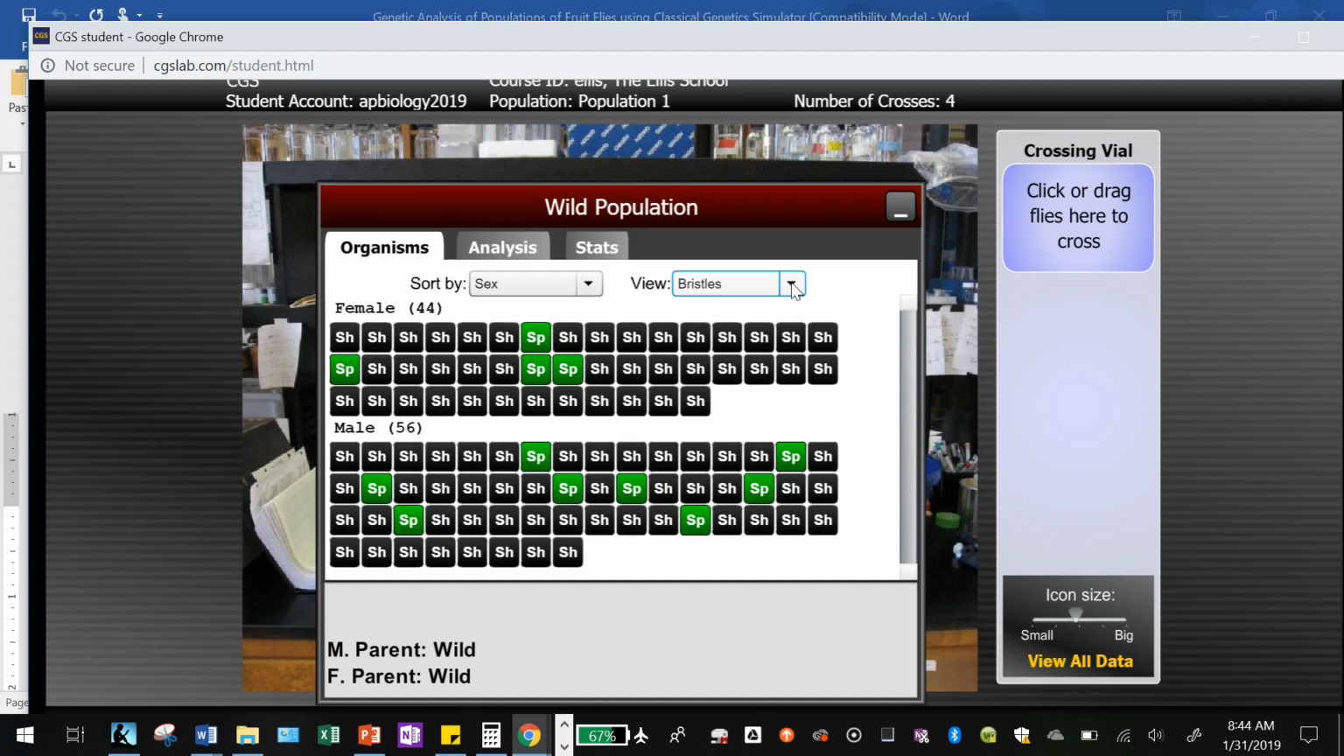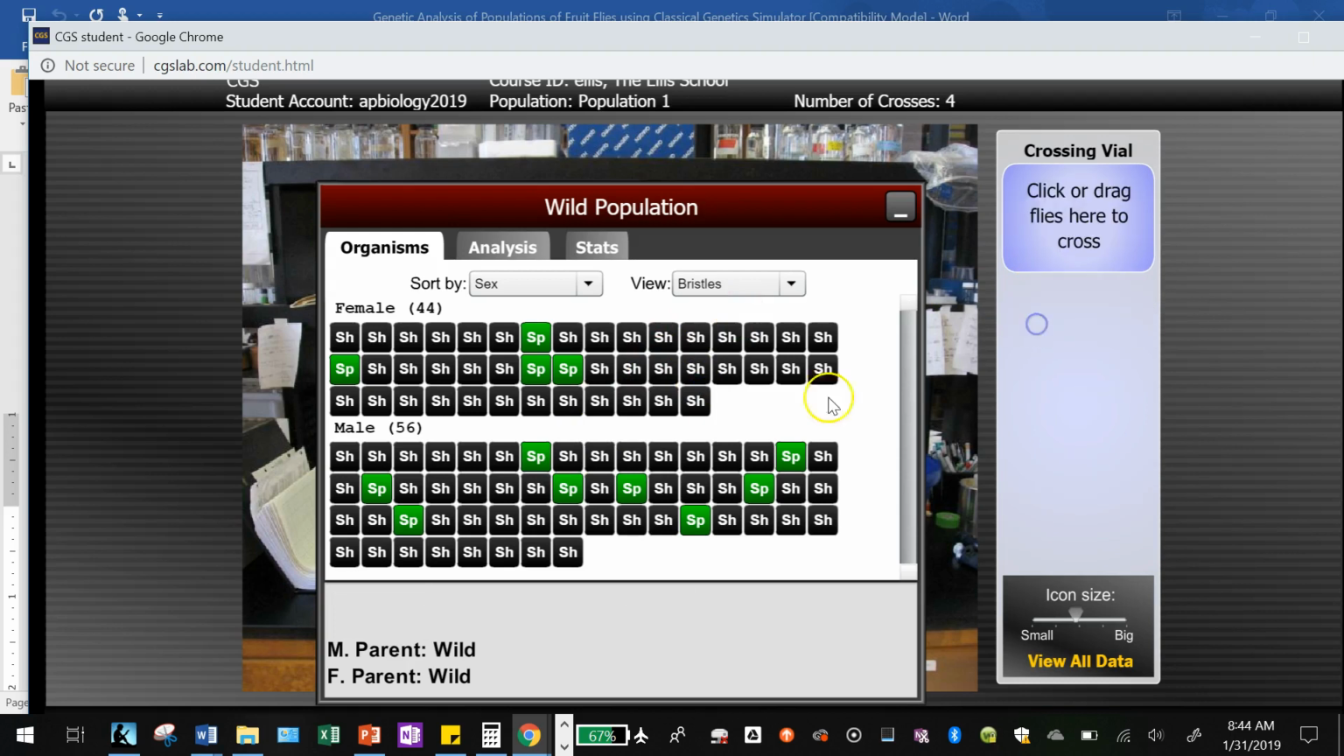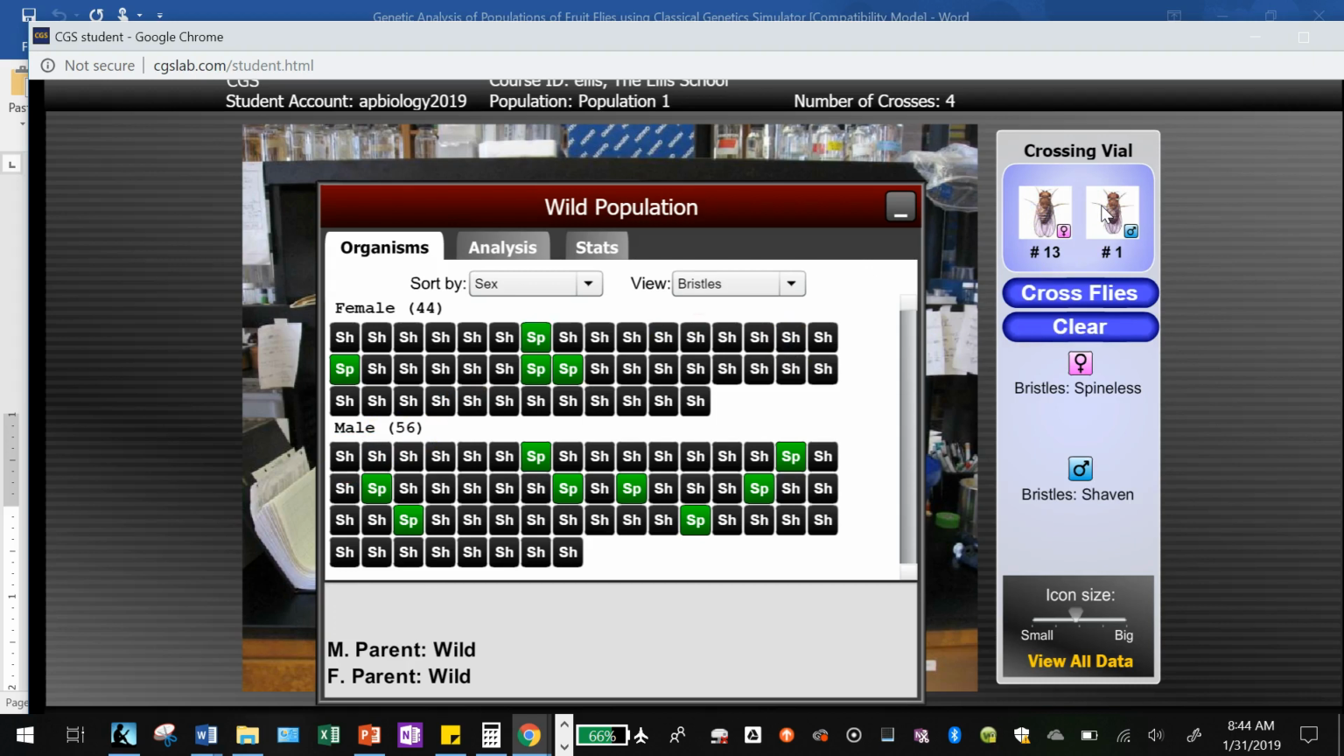So what you want to do when you're doing these crosses is pick organisms and just drag them to your vial and do your crosses. Okay, you need one female and one male. If you're trying to cross two males together, it will tell you it won't work. So for example, I could cross this one with this one, so I could cross 2 of the same trait. Okay, I could cross 2 of this shaven trait. I could cross 2 that are different. I could cross this one with this one. You can cross and do a lot of different things.